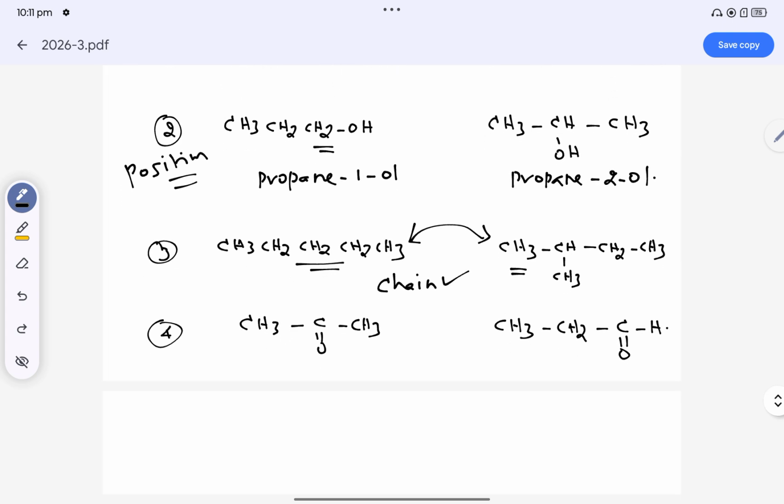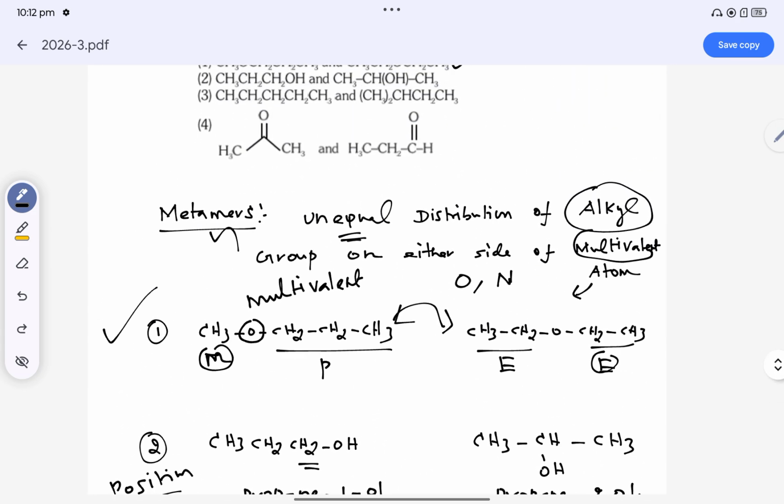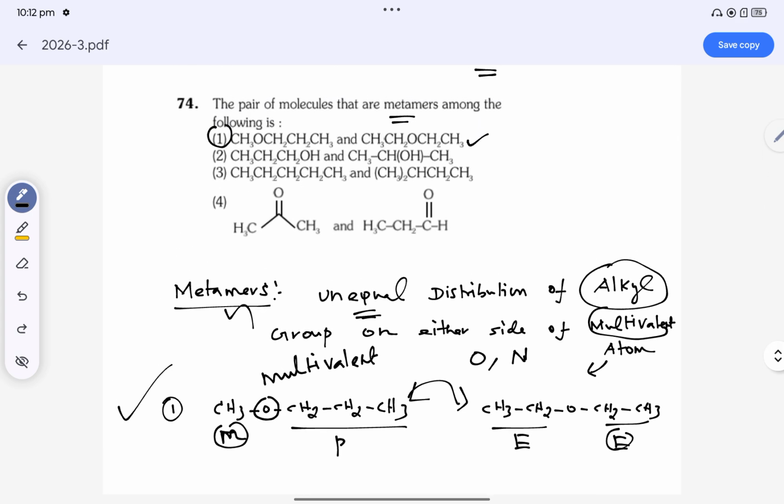Finally we go to this one. Two alkyl groups, methyl groups, attached to CO is said to be a ketone, that is acetone, propanone. A carbonyl group attached to two alkyl groups is the ketone functional group. But here CHO is called an aldehyde. So this is functional isomerism. On the basis of the discussion, which option is correct? Option 1 will be the correct one.